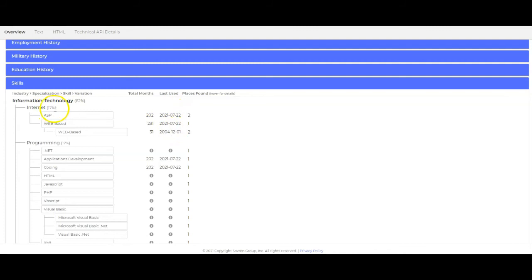This information is summarized to provide how much experience a person has within the specialization as well as a particular industry. In this example, we can see the industry of information technology is 62% of what the candidate's skills are based in, and of that, 17% of those skills have been centered around the specialization of internet and programming.